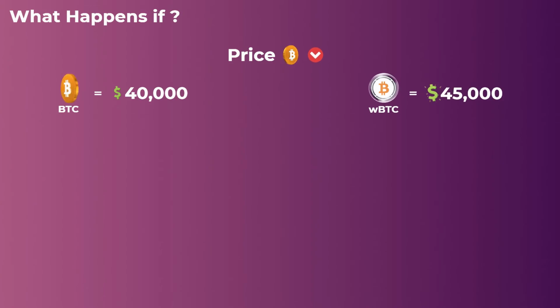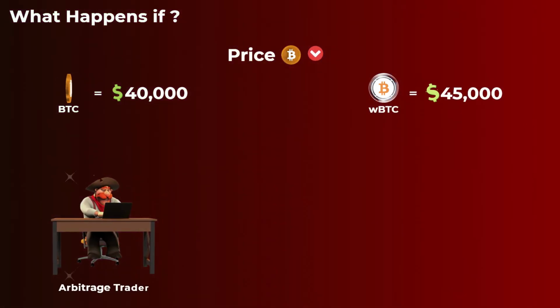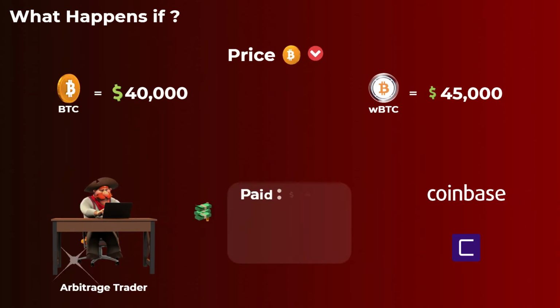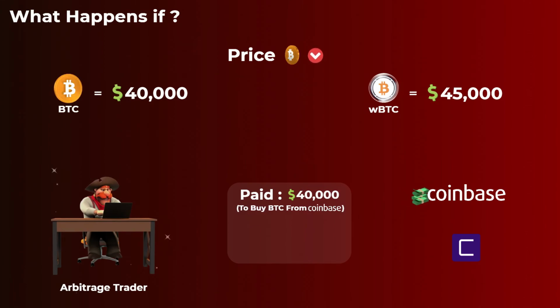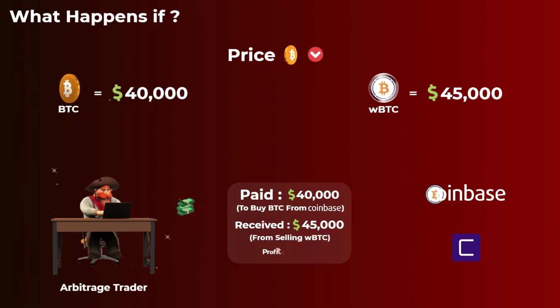So, what will happen if the price of Bitcoin drops to $40,000 and the price of wrapped Bitcoin stays at $4,000 to $5,000? The traders will do the reverse. A trader can now make a profit by buying one Bitcoin from Coinbase at $4,000 to $5,000 and then go to a merchant and request to wrap it to get one wrapped Bitcoin, which he can now sell on Coinbase for $50,000, making an easy $5,000 profit.